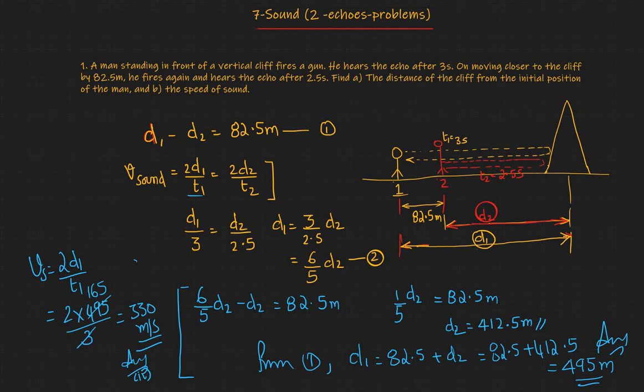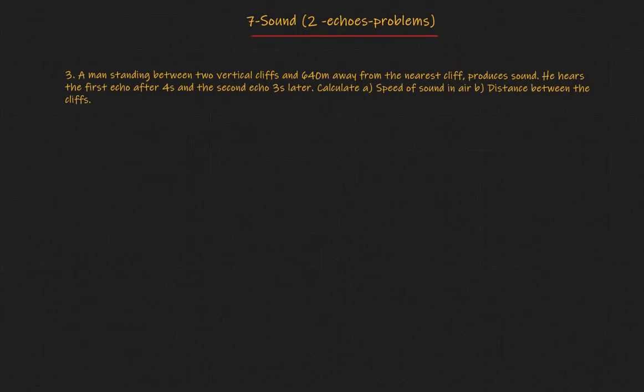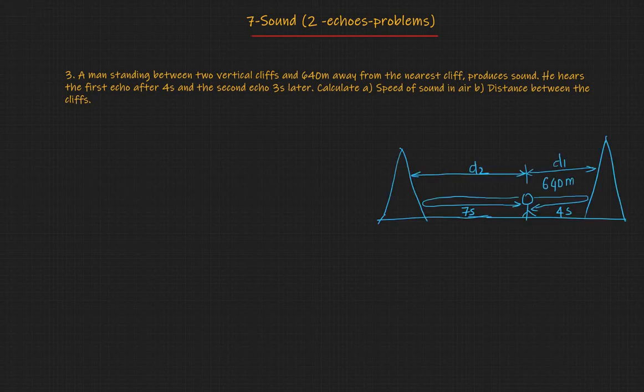So let's do one more problem on echoes. Here's the third problem. I urge you to pause this video and try to visualize this problem using a diagram. So here's a visualization of the problem. It's important to see that he hears the second echo 3 seconds after the first echo, so the total time taken is 7 seconds. And we know that's a hill that's farther away, because the closer hill is 640 meters away from the nearest cliff. So the closer one is 640.